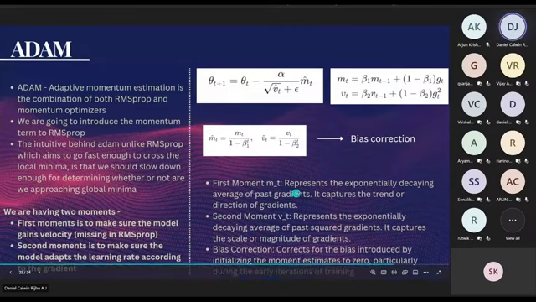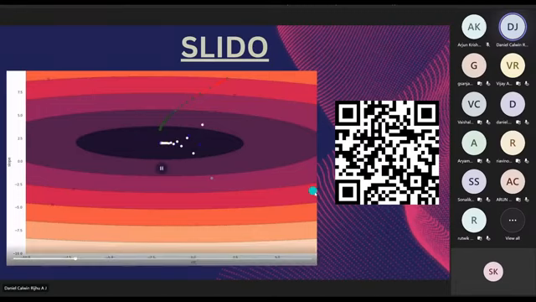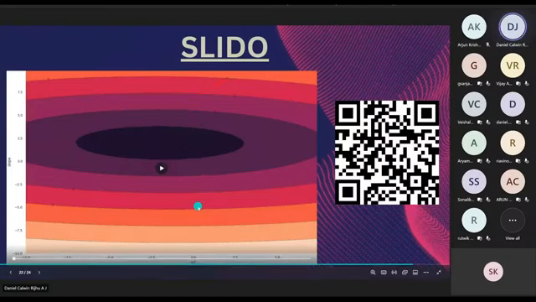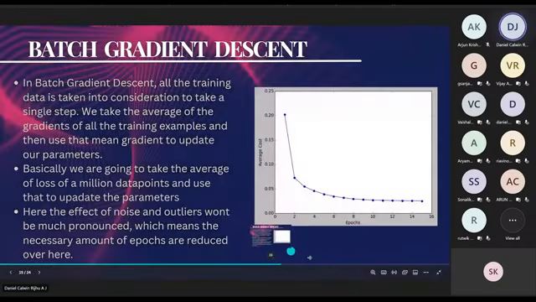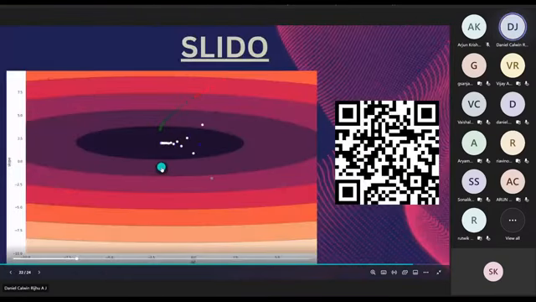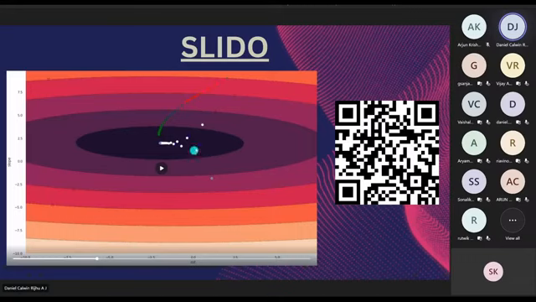So now we'll move on with the Slido question. For this question, I'll be playing this video over here, and I want you guys to classify these four different curves into four different optimizers. You have to match which curve belongs to which optimizer. This is going to be the plot of optimizers against the global minima. So you guys can start the quiz. I'll give around 2 minutes for this.